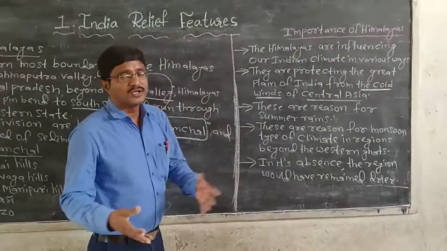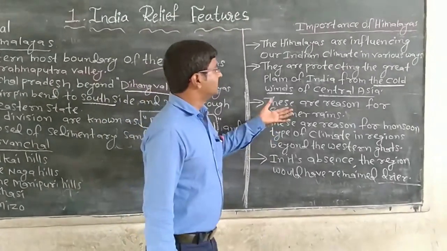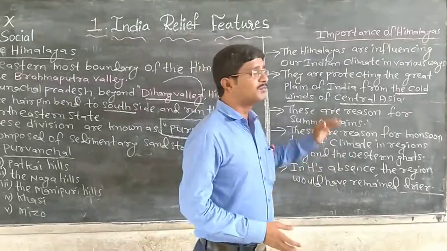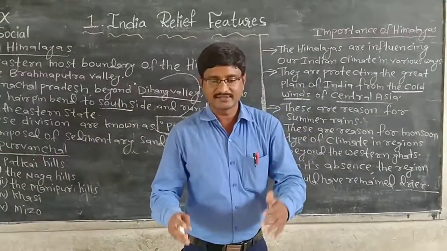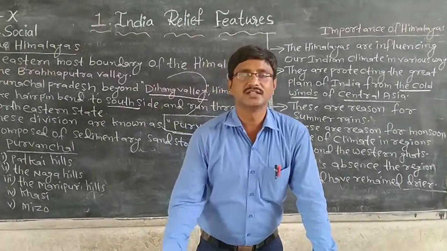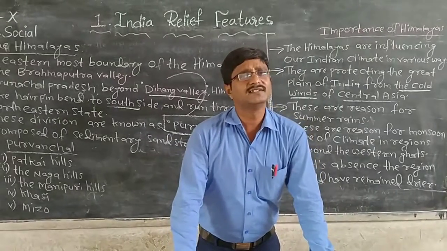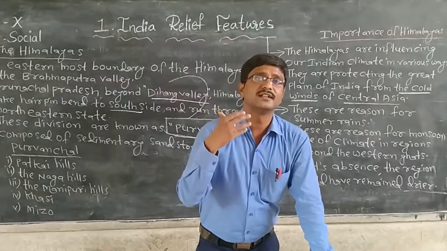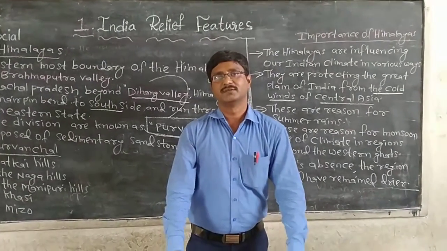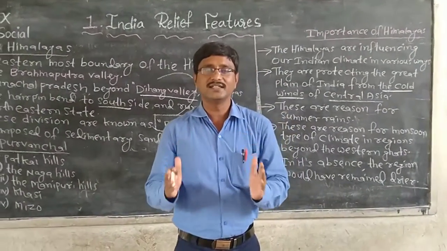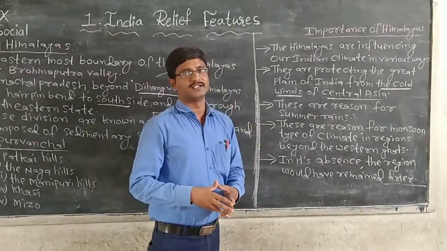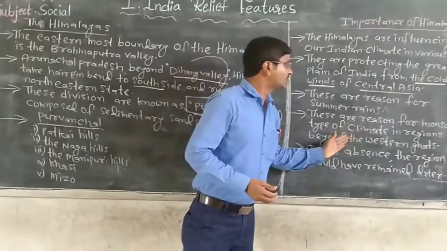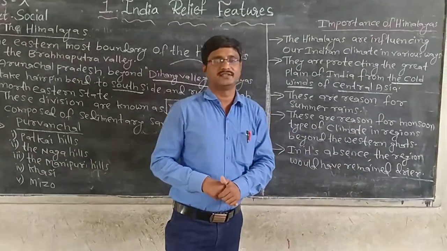Next, one more benefit from the Himalayas. Himalayan mountains are the reason for the summer rains in India. See, whenever the summer season comes, heavy rains come, right? Do you know what the reason is? The reason is the Himalayan mountains. Himalayan mountains are the reason for the summer rains in our country. And one more thing, Himalayan mountains are the reason for the monsoon type of climate.